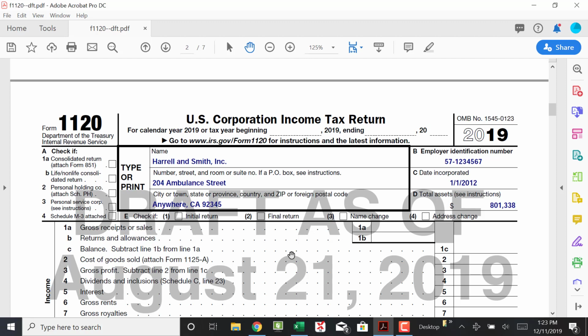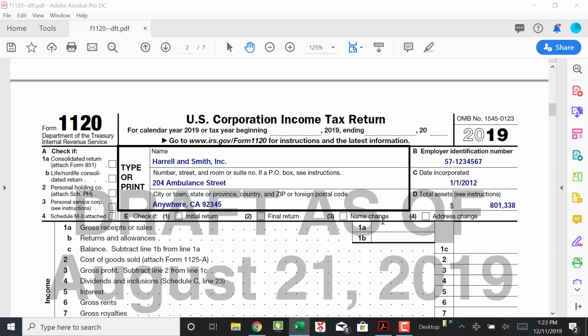This is not an initial return, a final return, a name change, or an address change. And it is not one of these things here. Also, it was a calendar year, so we don't need to make any adjustment to this line. The assumption is that it's calendar year unless you put some dates there. Okay, so then we're going to go down to the income section.